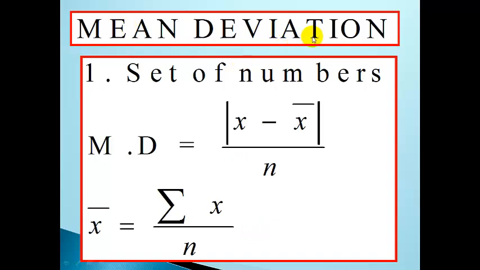Now we have mean deviation of a set of numbers. The mean deviation is given by the summation of the magnitude of x minus x bar, divided by n, where x bar is the mean, and the mean is given by summation x, that's the total of the x values, divided by n.